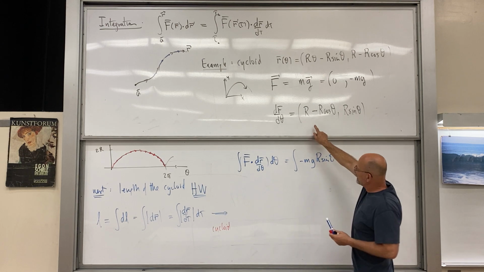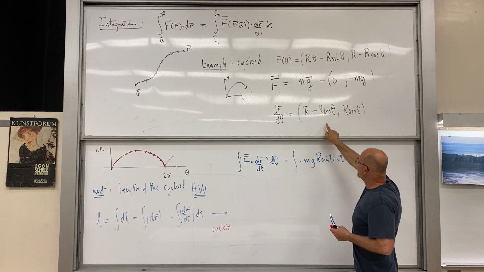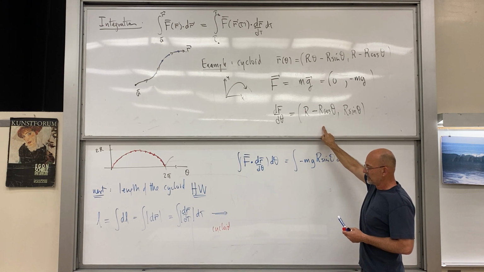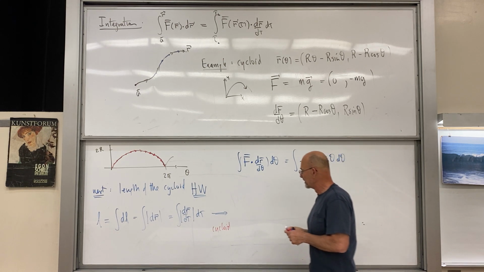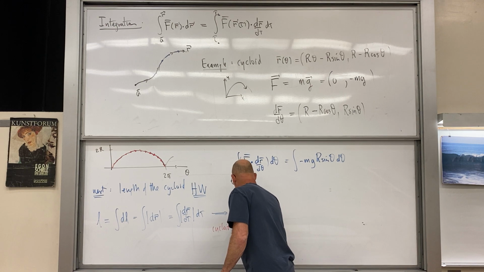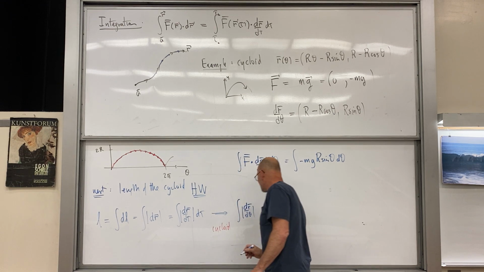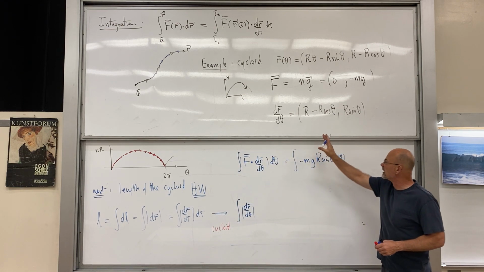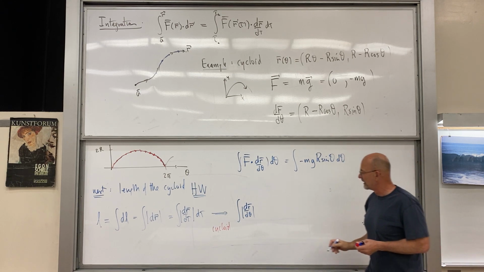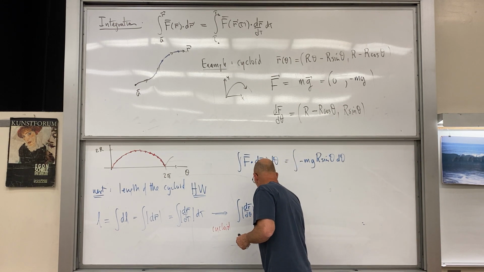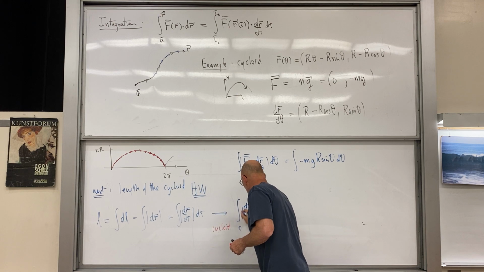There's our dr d tau. So we need the magnitude of this expression. So we're going to go dr d theta, construct the magnitude, right? The square root of the sum of the squares of these two components. Then you're going to be integrating over d theta from 0 to 2 pi.